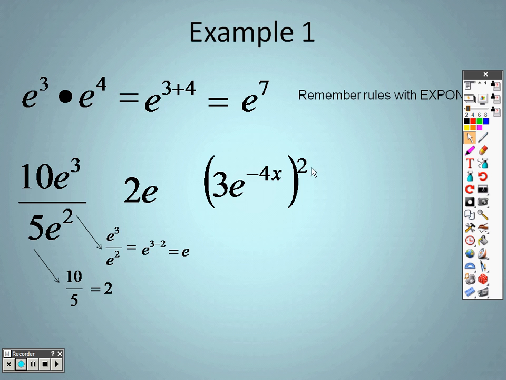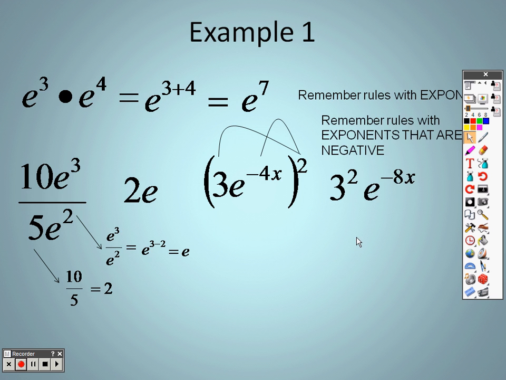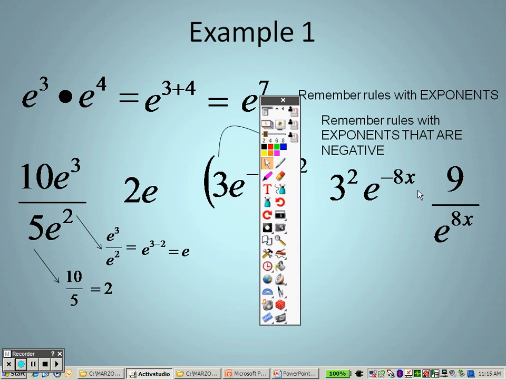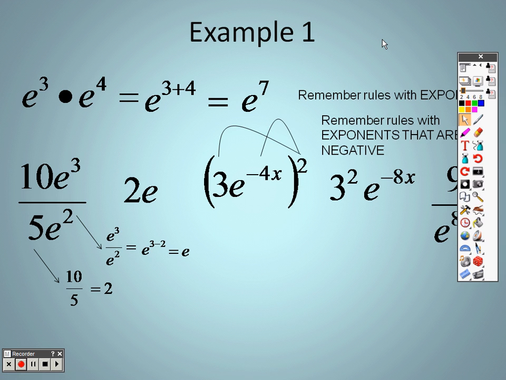With something like this, the 2 still gets distributed through to both, so it's 3 squared, and it's 2 times negative 4x, which is negative 8x. So this is actually 3 squared and e to the negative 8x. So that becomes 9, but remember, you can't have negative exponents, so that negative 8x goes on the bottom, so it's e to the 8x on the bottom, and the 9 stays on top. So just something there for you to keep in mind.